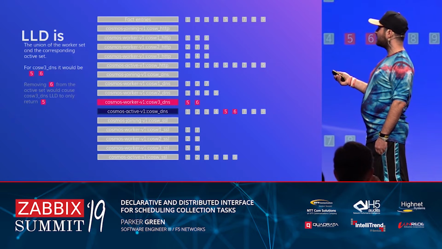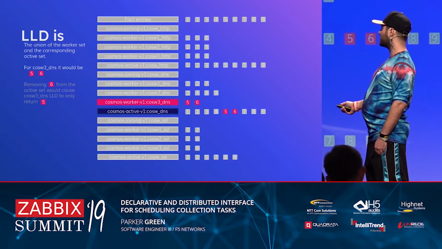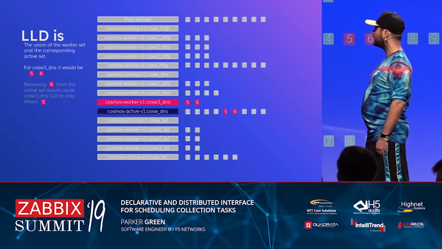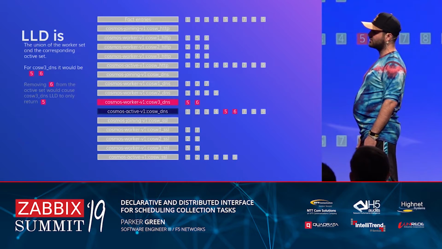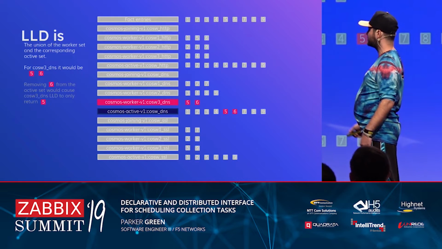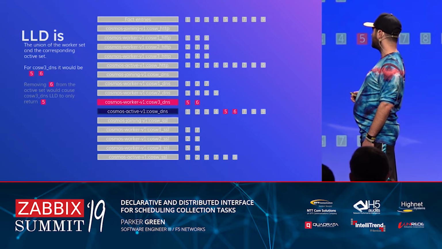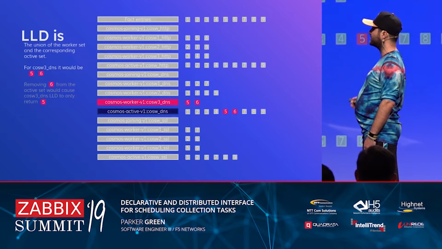And so the LLD more specifically is the union of this worker set and this active set. So we have 5 and 6 here, and that will return 5 and 6 as the LLD to the Zabbix server. If we were to take out 6 from this active section here, we would only get an LLD of 5, even though we have 5 and 6 here.